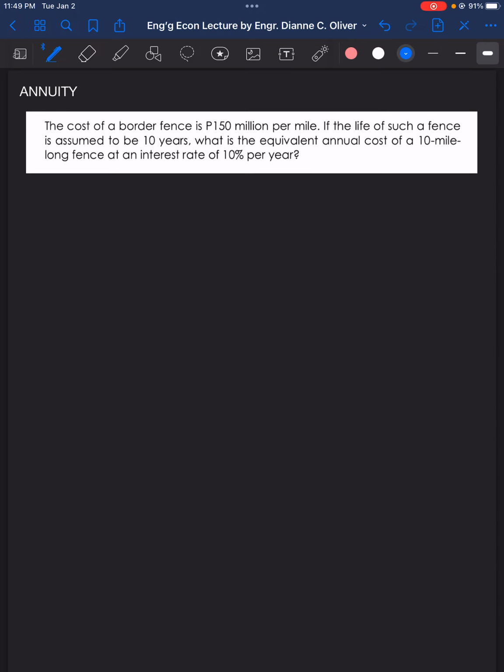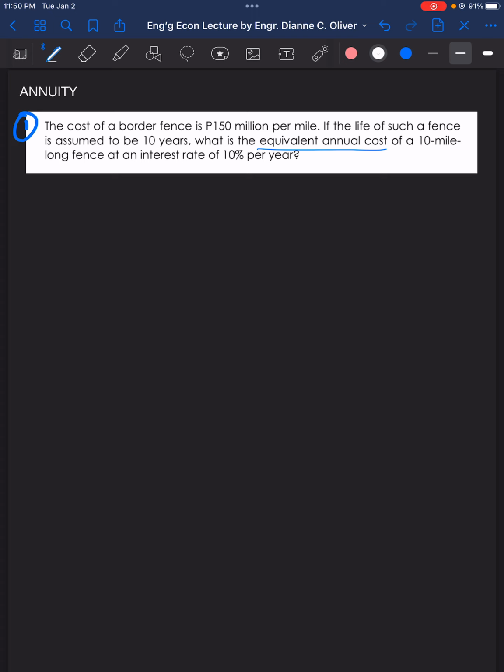And for our first problem, the cost of a border fence is 150 million pesos per mile. If the life of such a fence is assumed to be 10 years, what is the equivalent annual cost of a 10-mile long fence at an interest rate of 10% per year? So in this problem, we are going to solve for the equivalent annual cost for a fence that is 150 million pesos per mile.